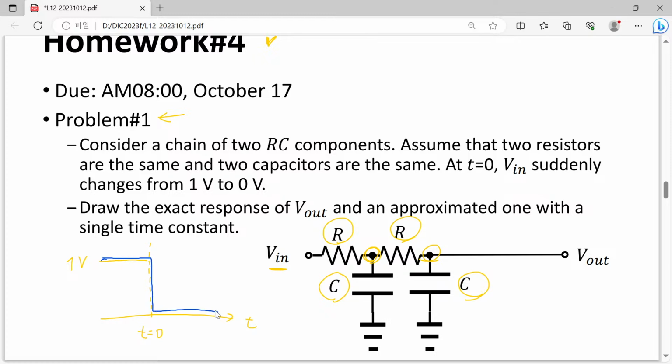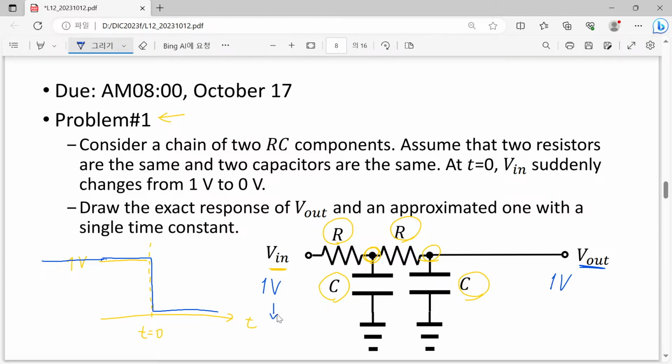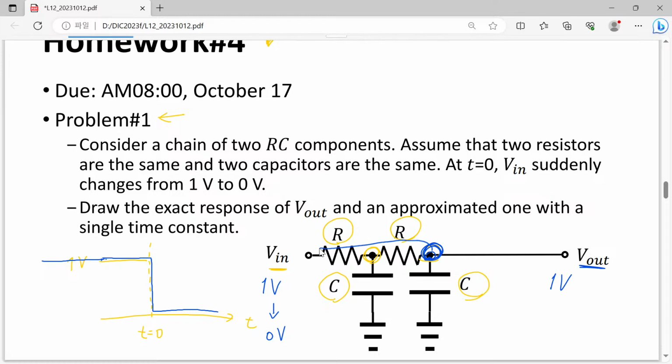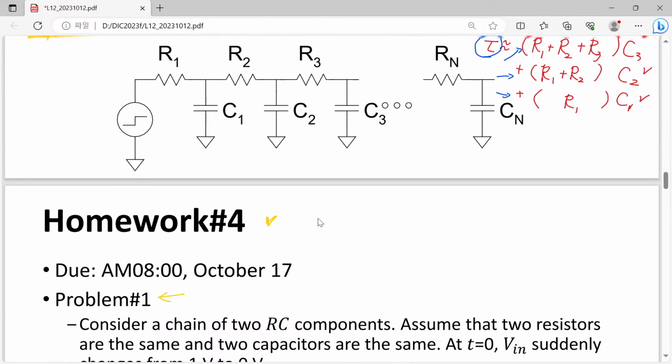from 1 to 0. So you can expect that since this is a long time biased to 1 volt, initially the output voltage was also 1 volt, and suddenly the input becomes 0, so the charge stored in this part will eventually be discharged through this R chain. That is quite easy, exactly the same as before.